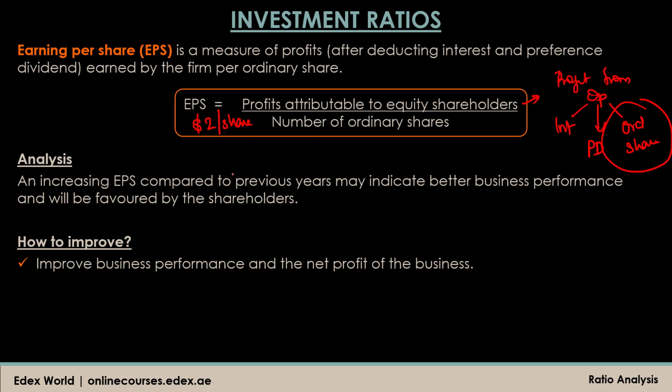How can the firm try to improve its earnings per share? Obviously, by working towards maximizing the net profit, and hence profits attributable to the ordinary shareholders will automatically increase.